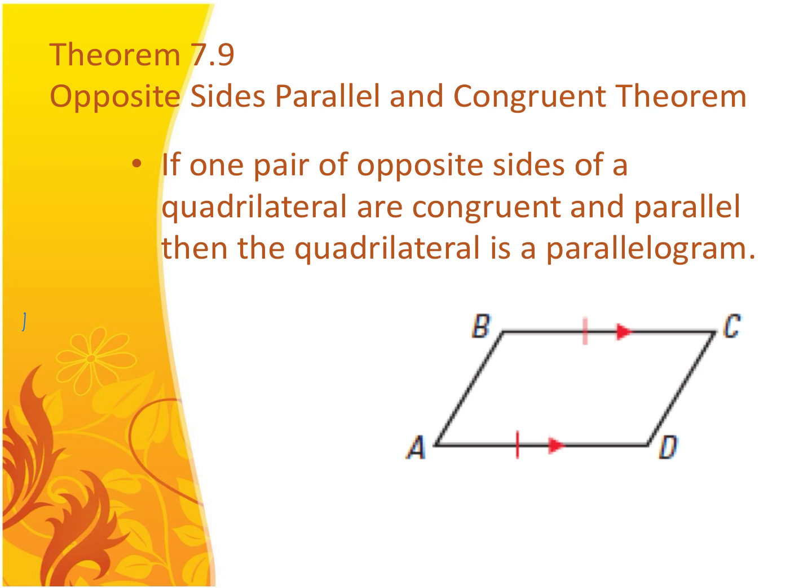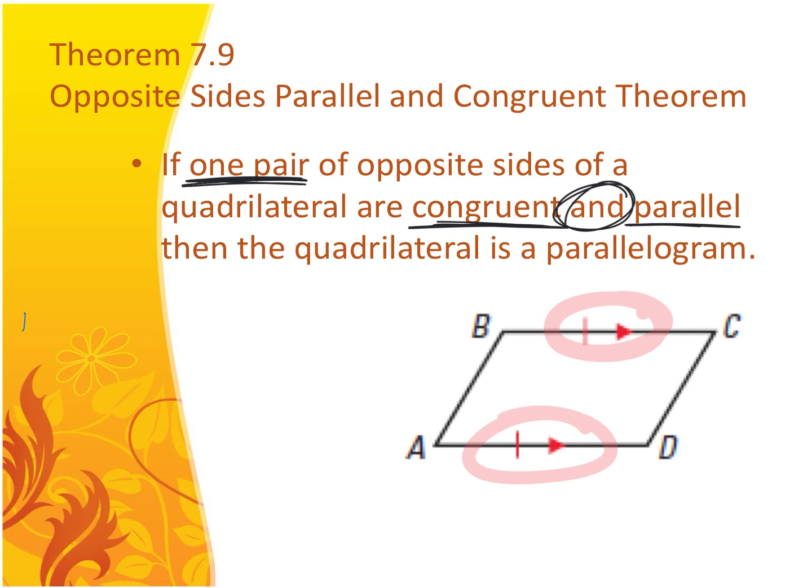Opposite sides, parallel and congruent theorem. Keyword here is it has to be congruent and parallel. But keep in mind, this is only one pair of opposite sides. Okay, this is only one pair of opposite sides. So if we're looking at it, I'm going to highlight it. Here's one pair of opposite sides. Okay, only one pair. It's not saying two pairs, it's only saying one pair.